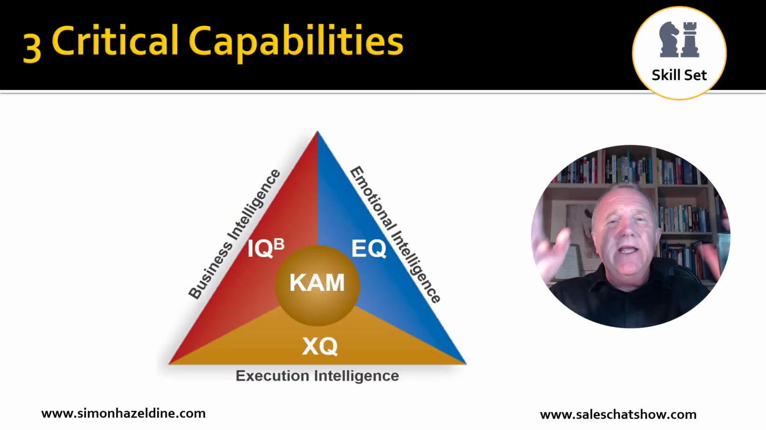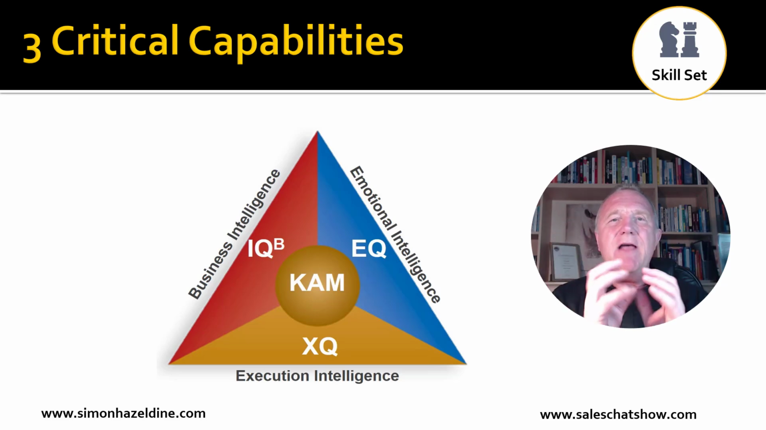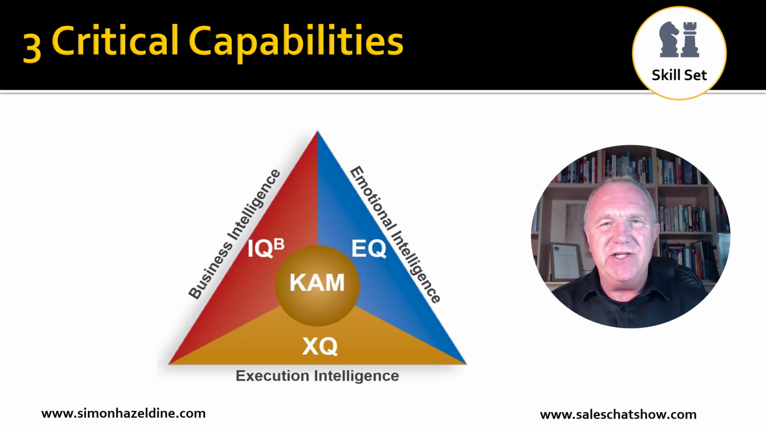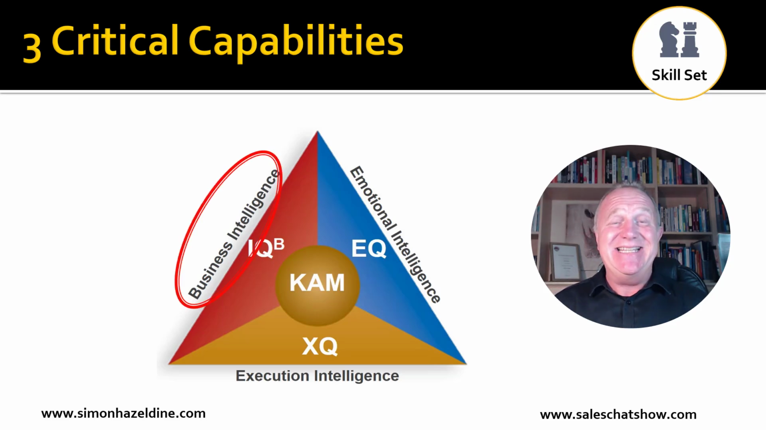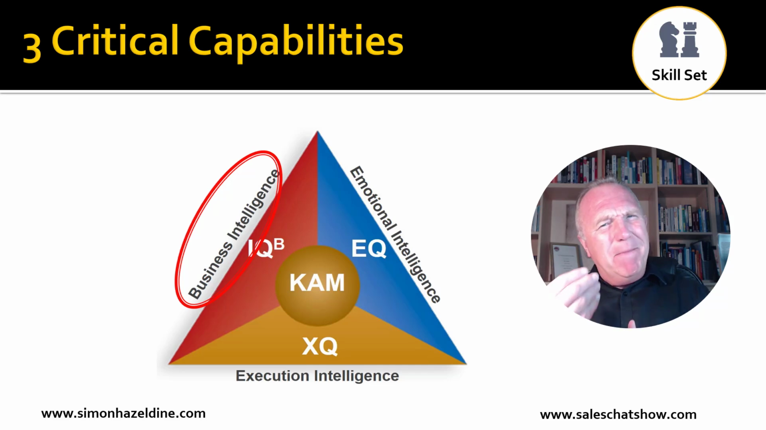So here you'll see the three of them surrounding, and I've just put a key account manager in the middle there for illustrative purposes. Account manager, key account manager, whichever it is is perfectly okay. And the first one is business intelligence. I call it IQB. Now, I'm sure you're aware of IQ, intelligence quotient, an alleged measure of intelligence, but IQB specifically relates to business intelligence.